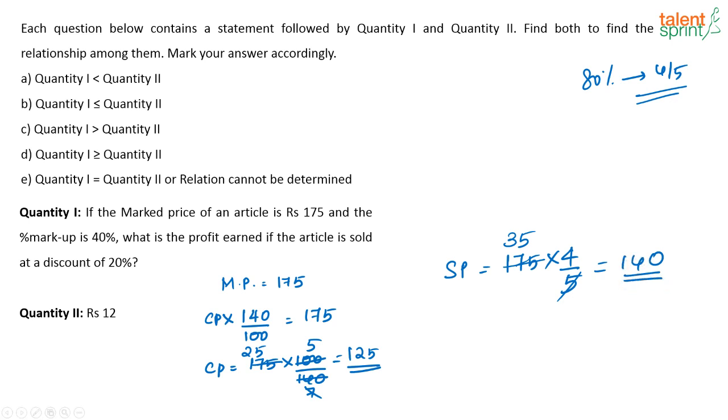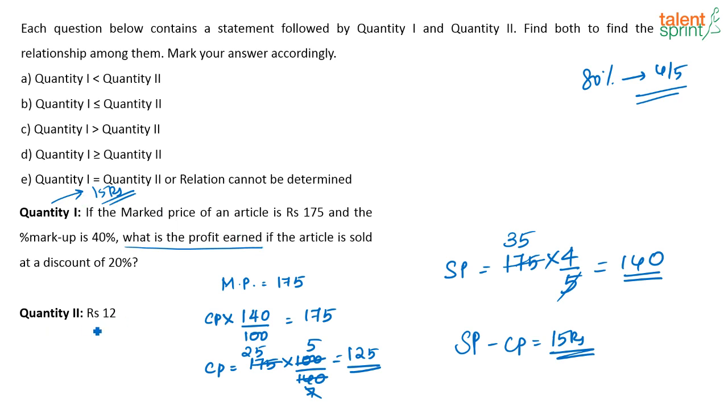Now, so here you have the cost price is 125, selling price is 140. So what is your profit? Your profit here is selling price minus cost price, which is equal to 15 rupees. Correct? 140 minus 125, which is 15 rupees. So the quantity 1 that I am looking for is 15 rupees, because they have said, what is the profit earned? Profit earned is 15 rupees.